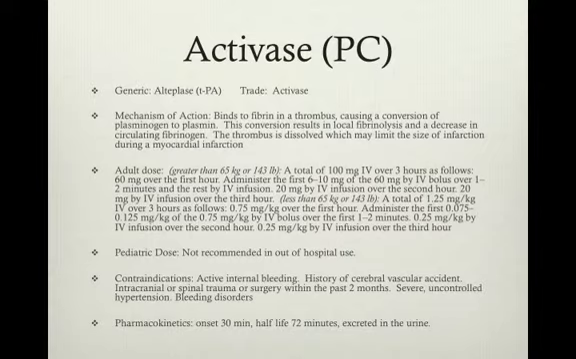Contraindications, any kind of active bleeding because we're fixing to bust apart any clots. History of CVA, intracranial or spinal surgery within the past 2 months, and that's because of bleeding that can occur. Severe uncontrolled hypertension or bleeding disorders. Pharmacokinetics, onset 30 minutes and half-life 72 minutes. This is excreted in the urine.